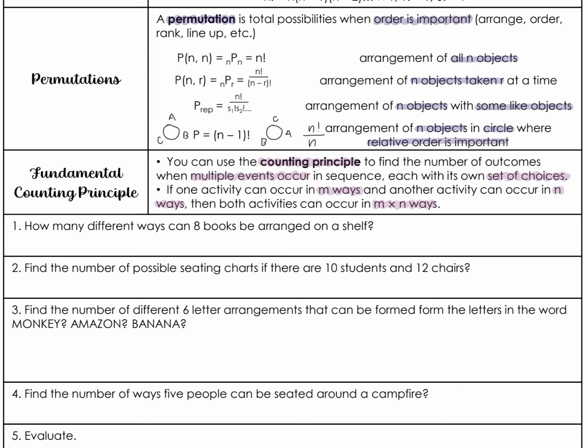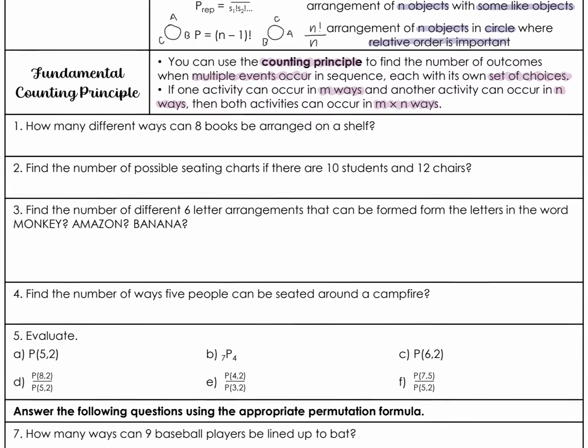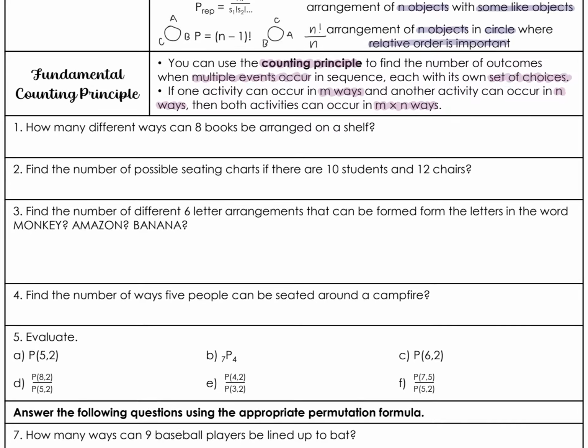So let's look at some practice problems down below. In number 1, how many different ways can 8 books be arranged on a shelf? Well, this would be that P where we've got our 8, 8, which is just the same thing as 8 factorial. And if you plug that into your calculator, you're going to get 40,320.